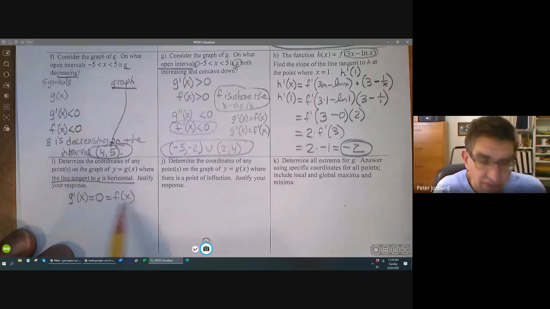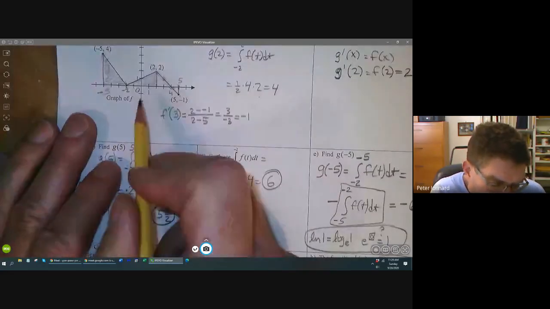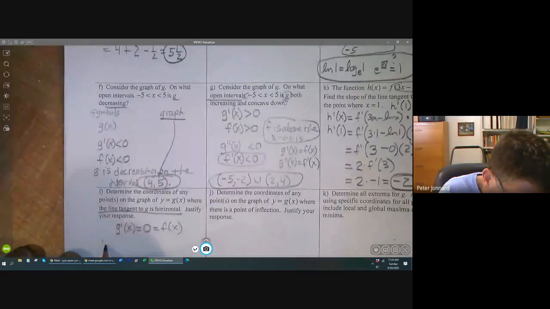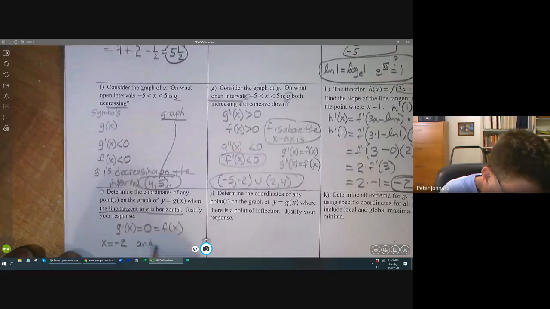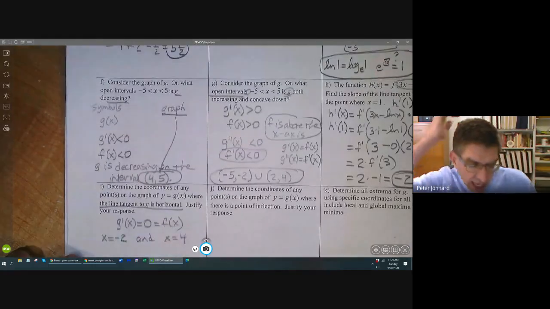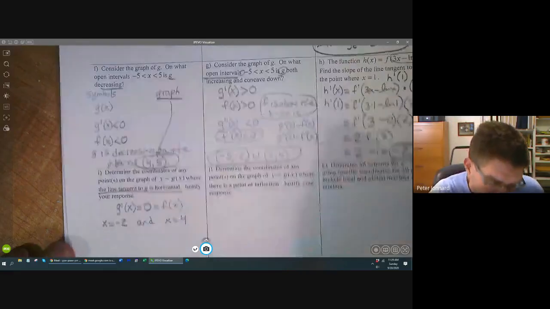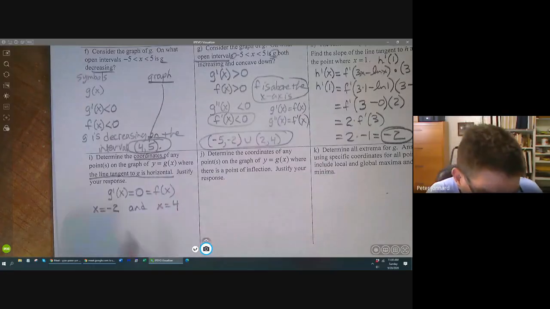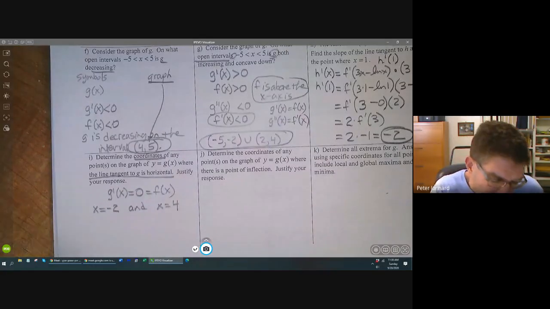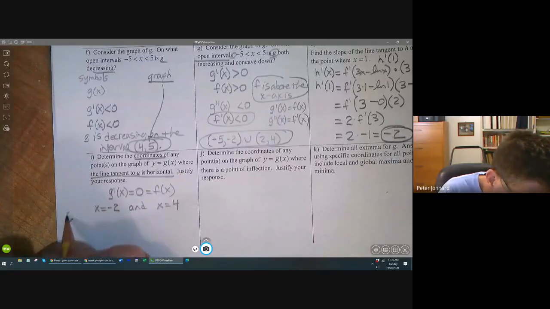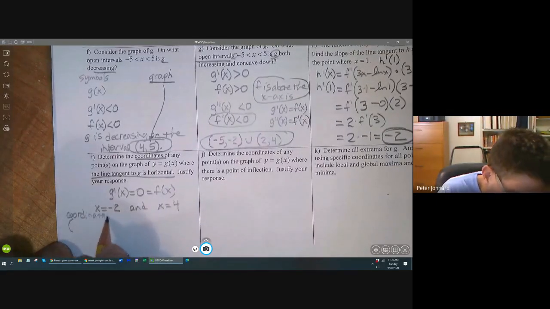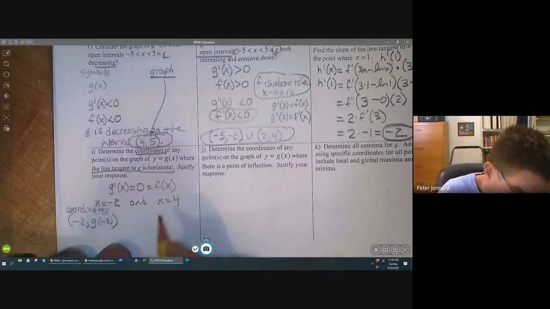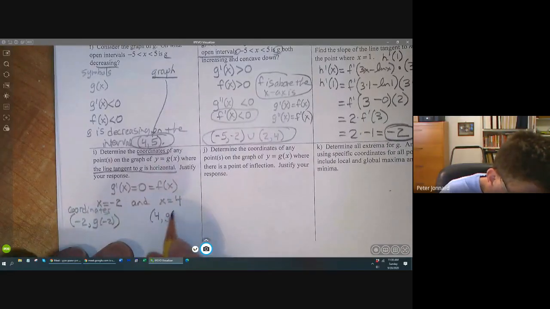In other words, where does f of x have a 0? Where does it hit the x-axis? And so f of x hits the x-axis at -2 and 4. So we know that when x equals -2 and x equals 4, we're going to have a horizontal tangent line. Okay, I need to reread the question. It says determine the coordinates of these points on the graph of g. These are not intervals now. These are coordinates. The coordinates are going to be at -2, comma, g of -2. That's one of the points. And the other one is going to be at 4, comma, g of 4.